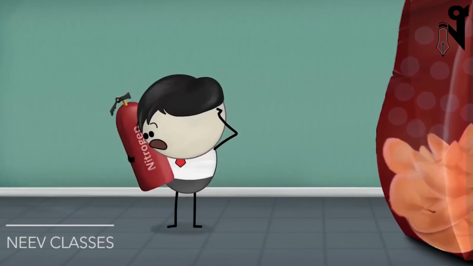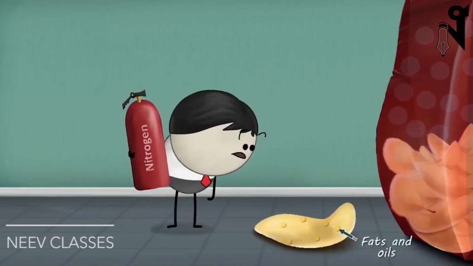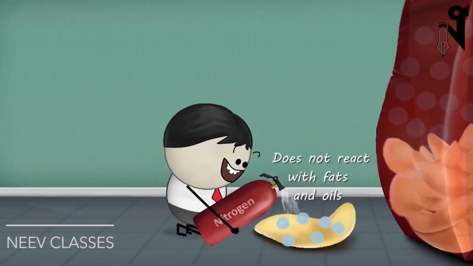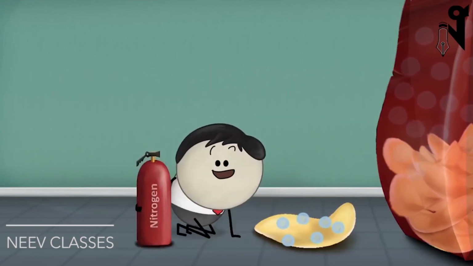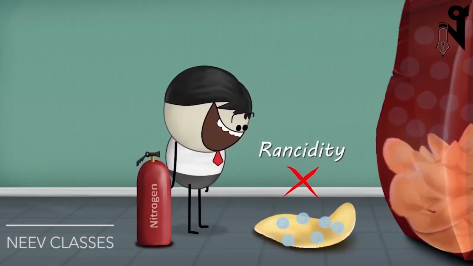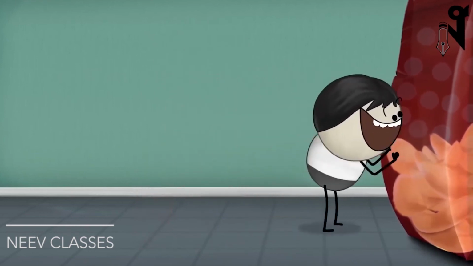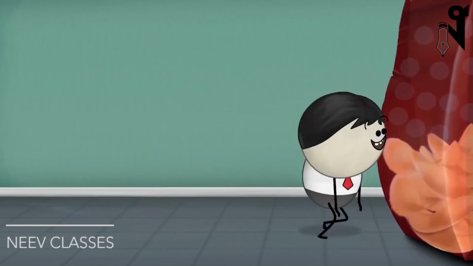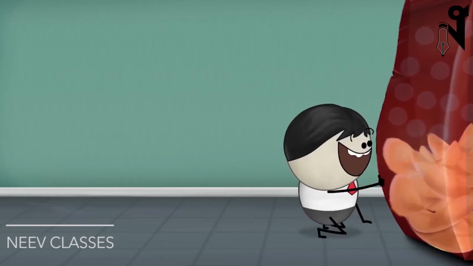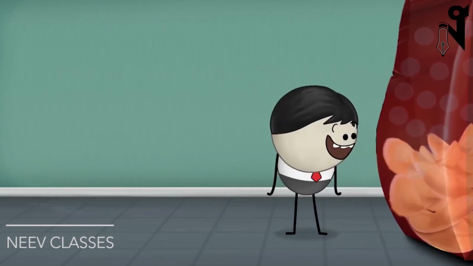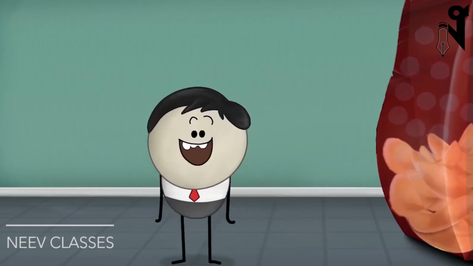But why nitrogen? Nitrogen does not react with fats and oils. As a result, rancidity does not take place. Moreover, the gas in the bag serves as a cushioning agent and prevents the chips from crumbling. That is why the bag of chips is only filled till half.